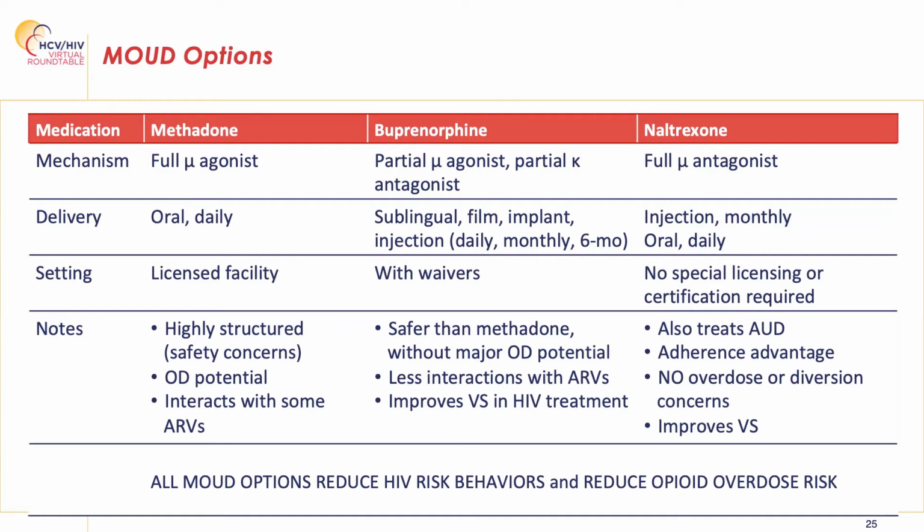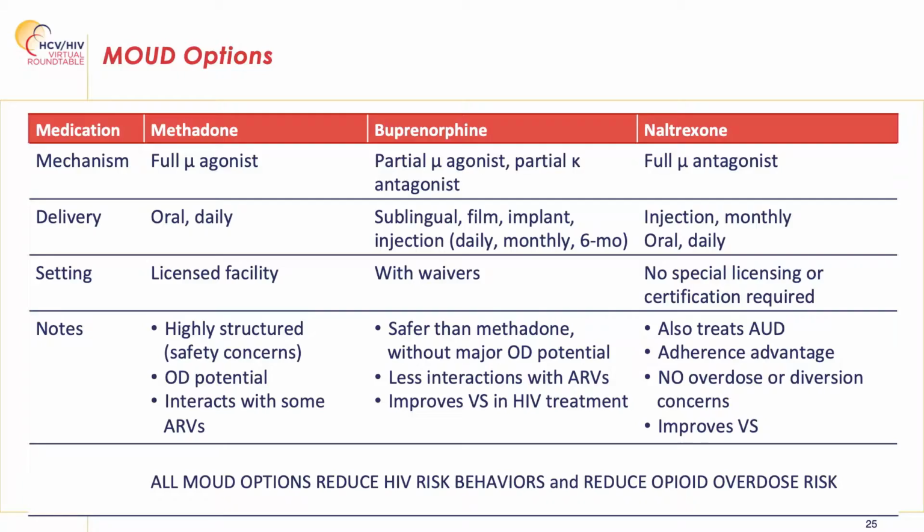MDs, in order to prescribe buprenorphine, need an 8-hour waiver training, and nurse practitioners are now allowed, as of the last year or so, to prescribe buprenorphine, but they need a 24-hour training to attain their waivers. It has less interaction with the antiretrovirals. It reduces HIV risk behavior and reduces the potential for overdose. And it does improve viral suppression in HIV treatment. The final class of medications are the full mu antagonists, and these drugs sit on the opioid receptor and block other opioids, other agonist drugs, from having their effect.